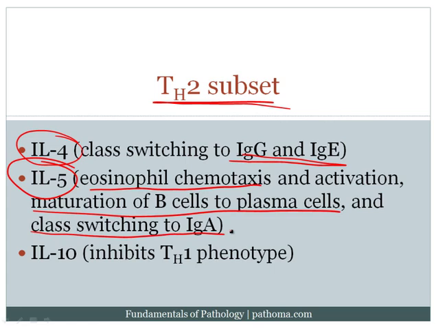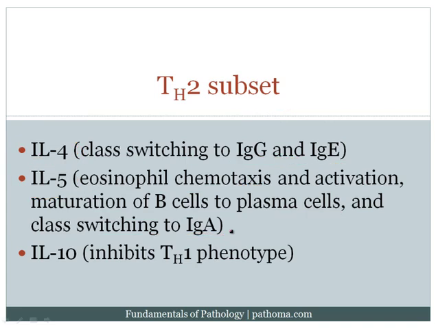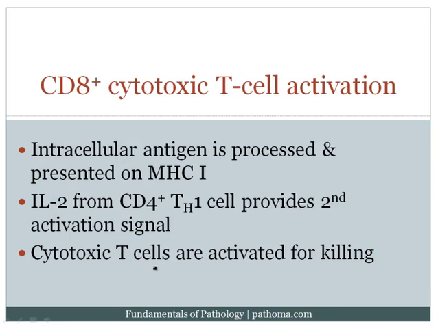Another product of the Th2 subset is IL-10, and IL-10 inhibits the Th1 phenotype. We've already talked about IL-10 in the context of macrophages, when I described how macrophages come in and manage the last step of acute inflammation, and I said one possibility was resolution of the inflammatory response. Remember that the macrophages produce IL-10 there to shut down the inflammatory response. So this is the key function of the Th2 subset of helper T cells. That's the way by which CD4 positive T cells are activated.